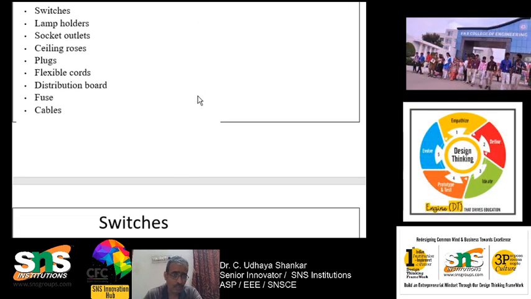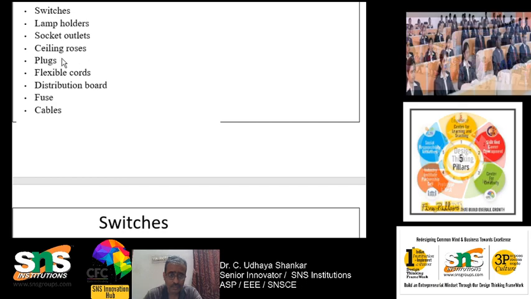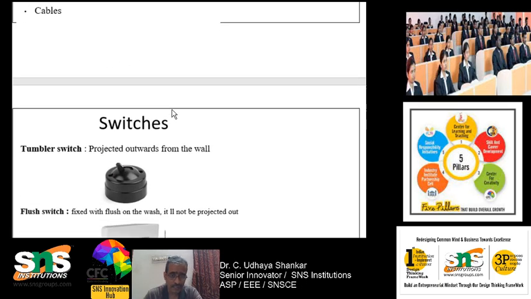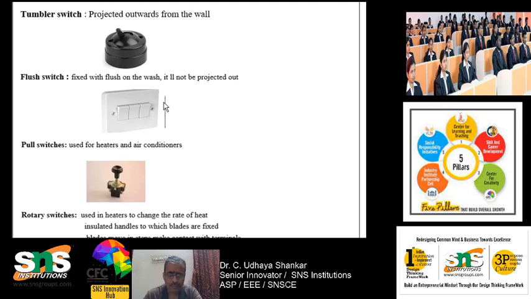Then what are the wiring accessories? To conclude, these are the wiring accessories: switches, lamp holders, socket outlets, ceiling roses, plugs, flexible cords, distribution board, fuses, as well as cables. Now we will see a few diagrams.